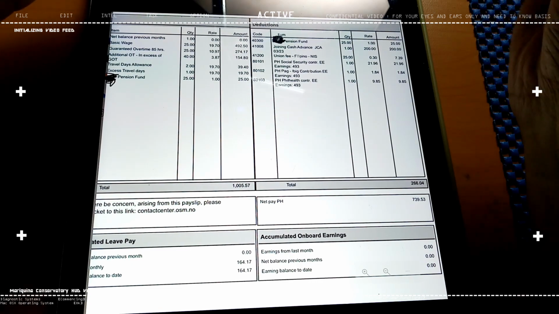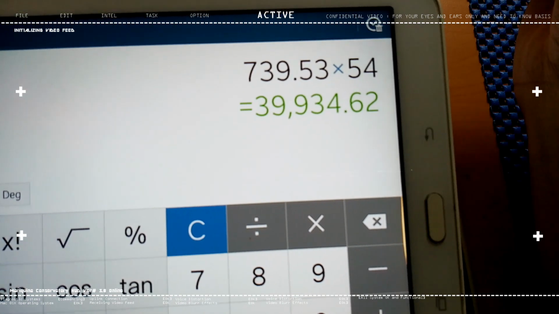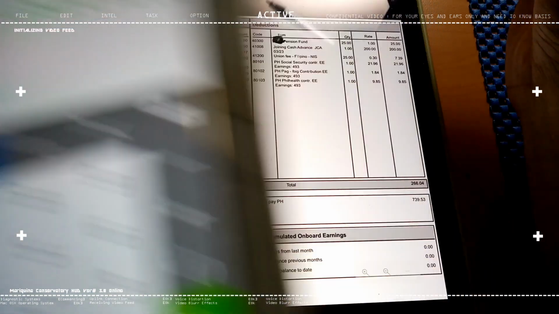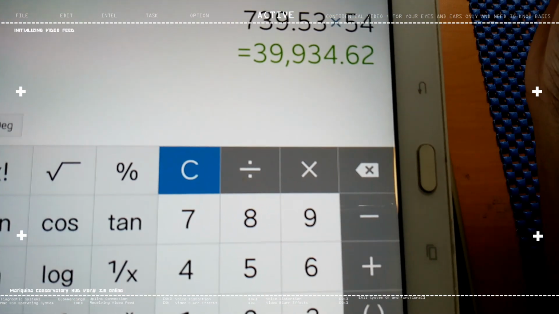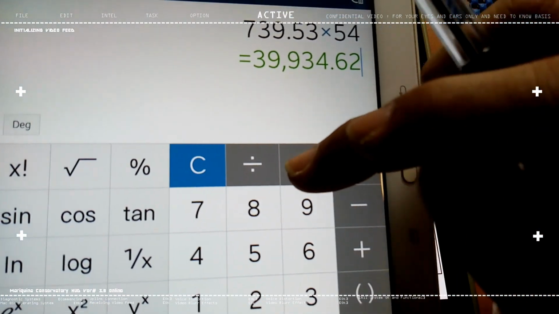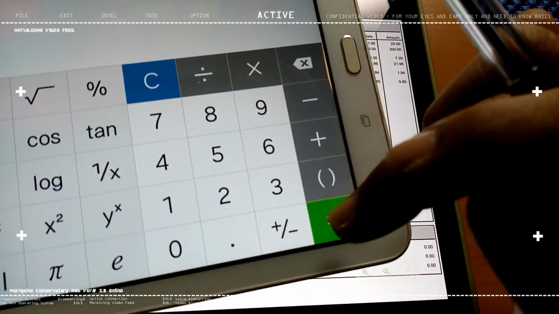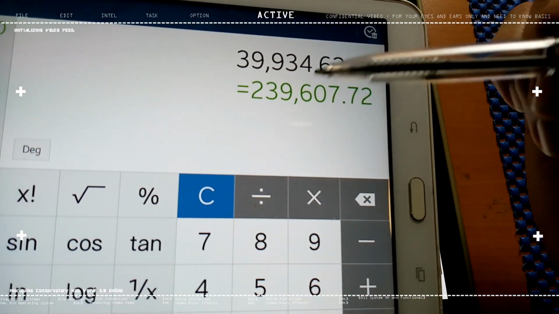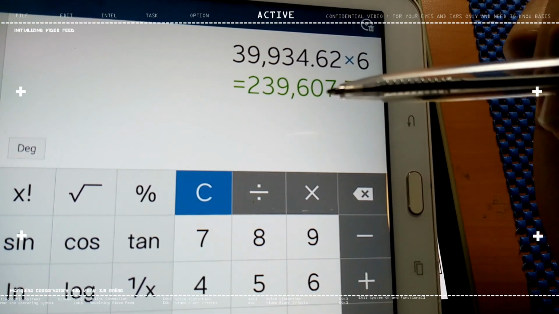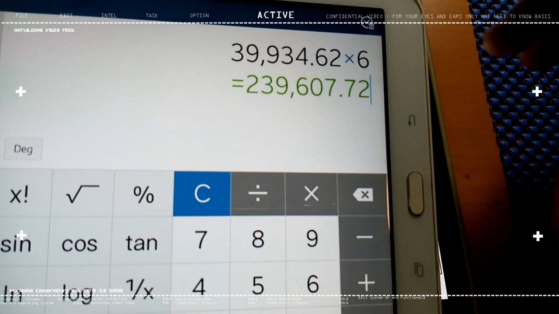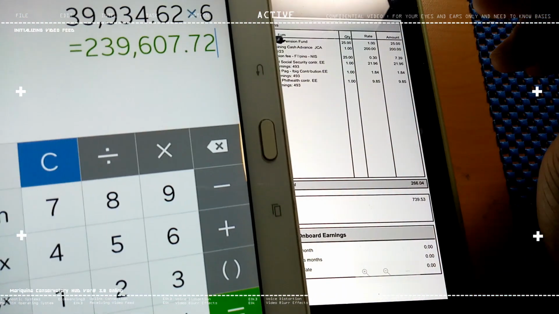So for a month, I'll be receiving 39,934 pesos and 62 centavos. So I got a total of at least 6 months of salary. The total salary multiplied by 6 because I have a 6-month contract. So for the duration of my contract, I'll be receiving 239,607.72 pesos. So there we go.